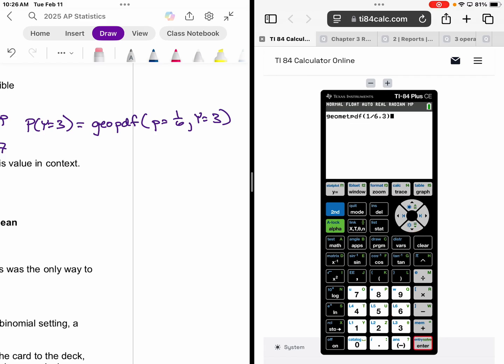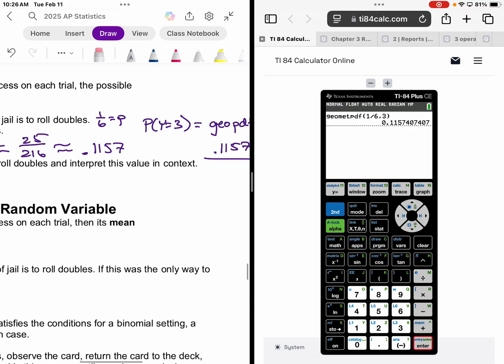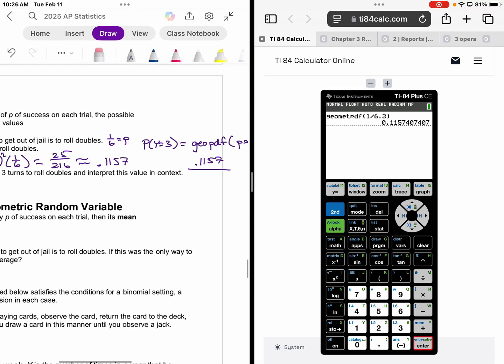And hit enter a couple times. And there's my 0.1157. So there's an 11.5% chance that the first success of rolling doubles will be on the third try. That's what that's saying. In order for it, it's going to take me about a 12% chance where I get my first success on the third try.